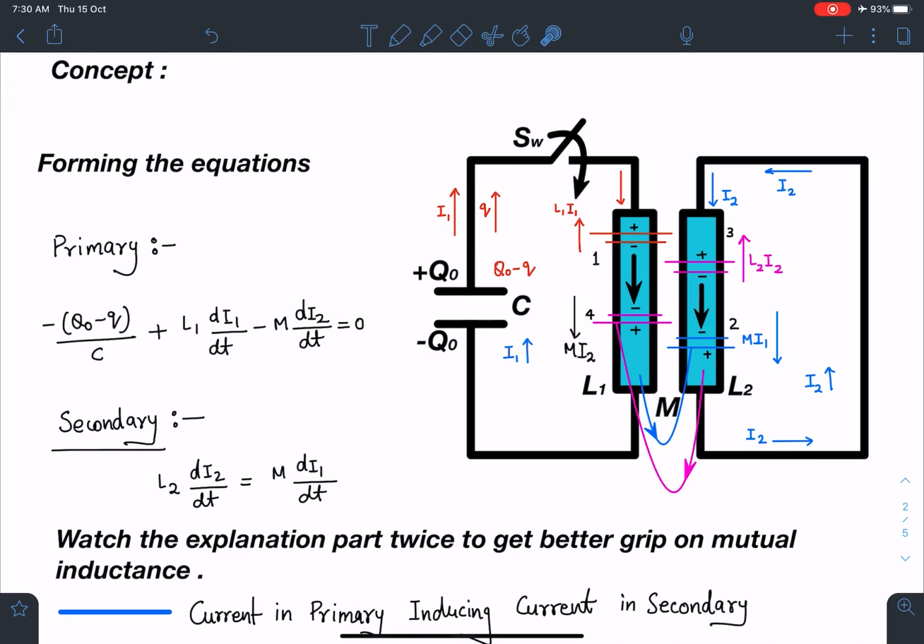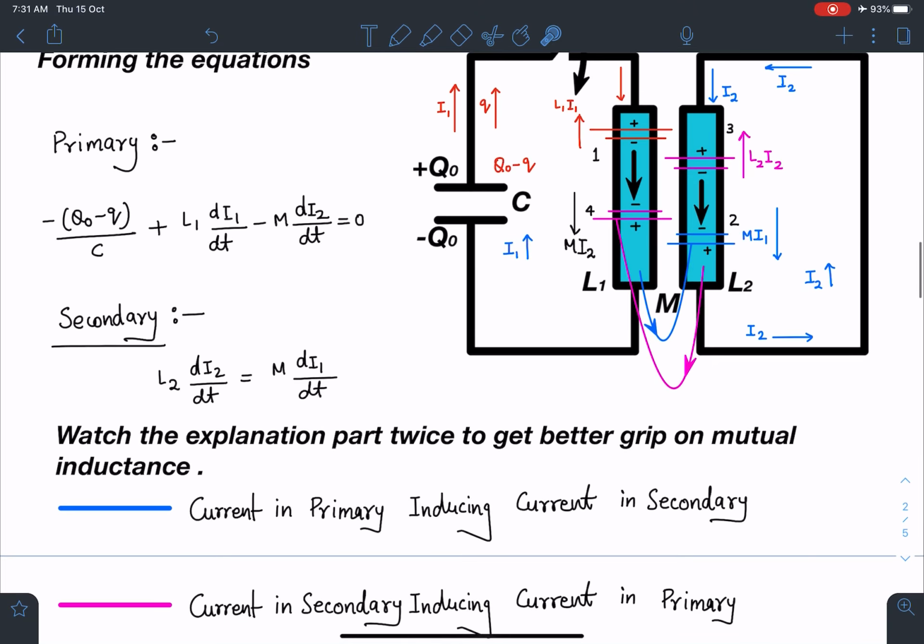You could guess also, once you draw the diagram for Mi1, then its reverse should come, because net EMF must be 0 in this. However, from here if you start, L2 di2 by dt minus M di1 by dt should be equal to 0. So I have this equation and this equation.